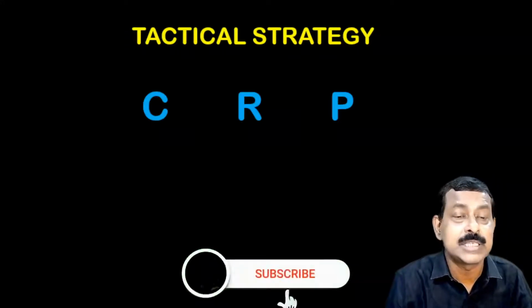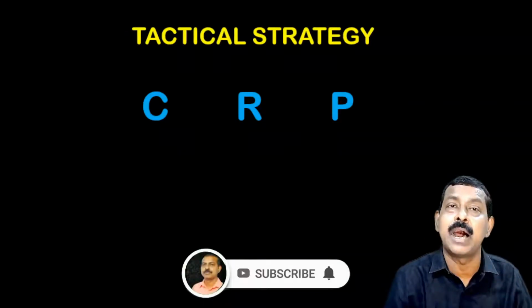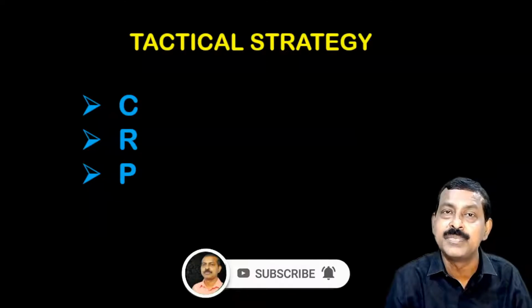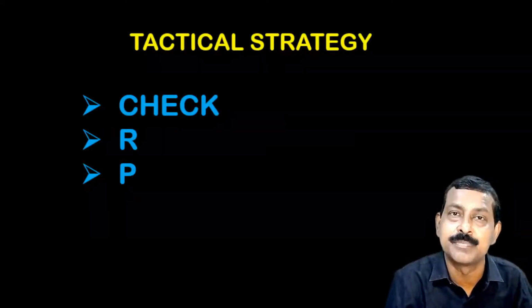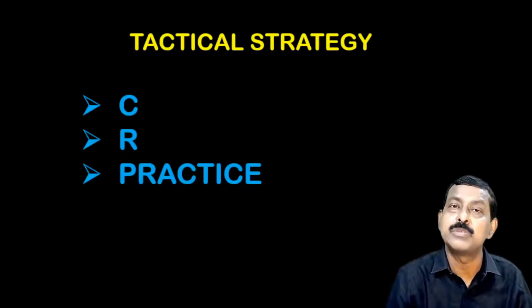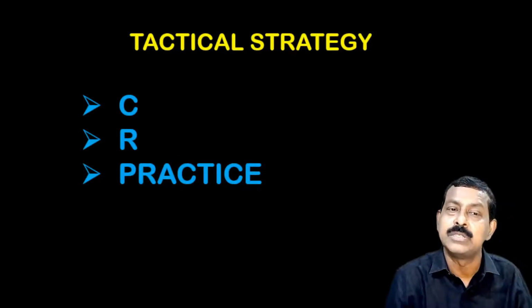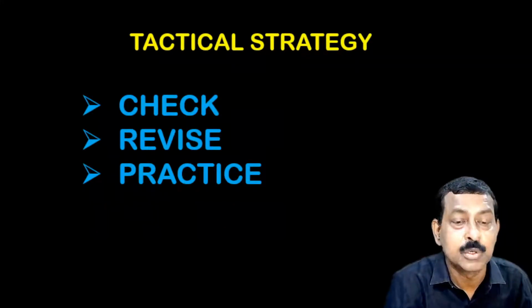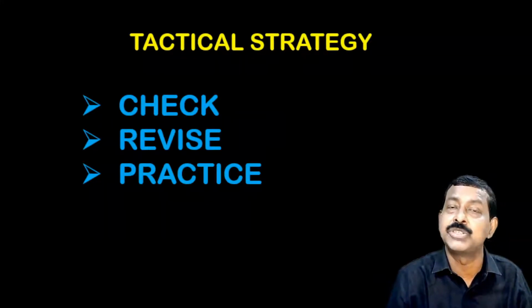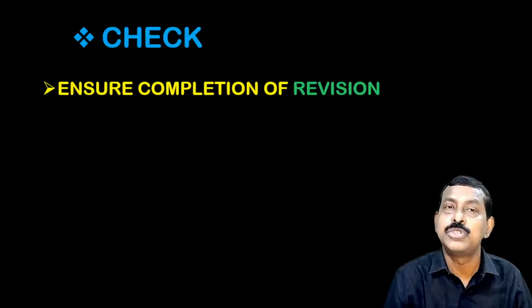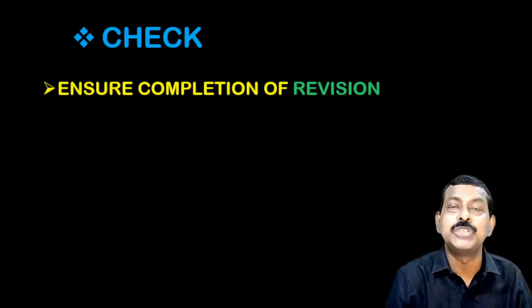Here, this strategy we call the CRP strategy. Now, what is this CRP strategy? C is for check, R is for revise, and P is for practice. So this particular CRP strategy will include the steps check, revise, and practice. Now, for the check, you just ensure completion of revision.